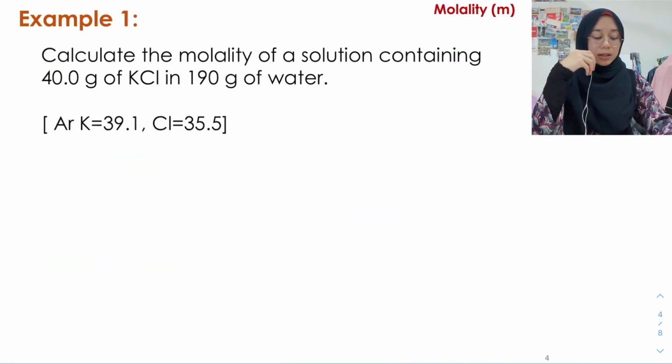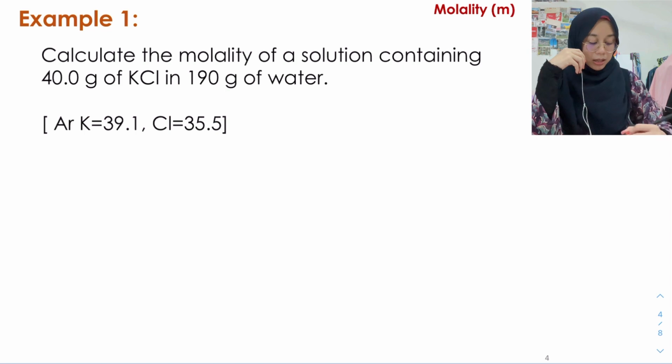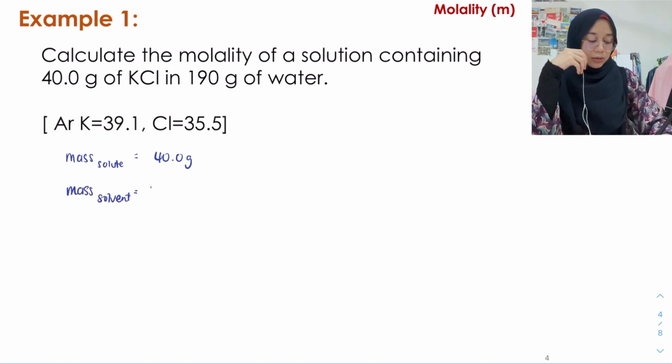Example 1: calculate the molality of a solution containing 40 gram of KCl in 190 gram of water. Let's extract out all the information given in the question first. You have been given the mass of KCl, which is the solute, 40 gram. And then you also have the mass of water, which is the solvent, 190 gram.